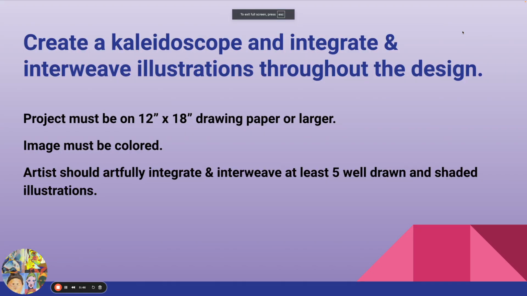So again, create a kaleidoscope and integrate and interweave illustrations throughout the design. The project must be on 12-inch by 18-inch paper. It has to be colored, and you should integrate those drawings. It should be a beautiful piece of artwork. You're not just sticking a star on top of it, but really creating an illustration. And I think you'll find that you really are moving towards creating a finished, beautiful piece of artwork.